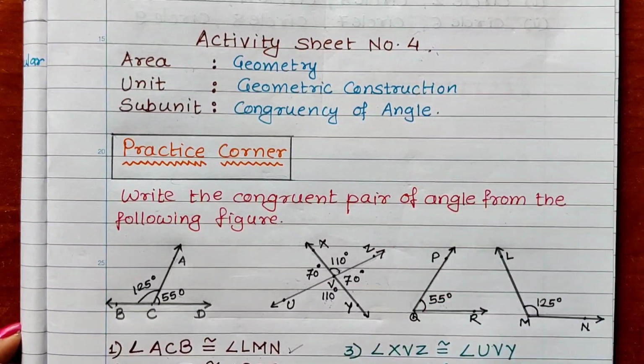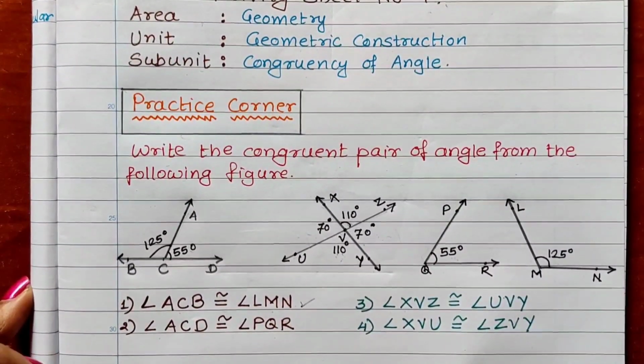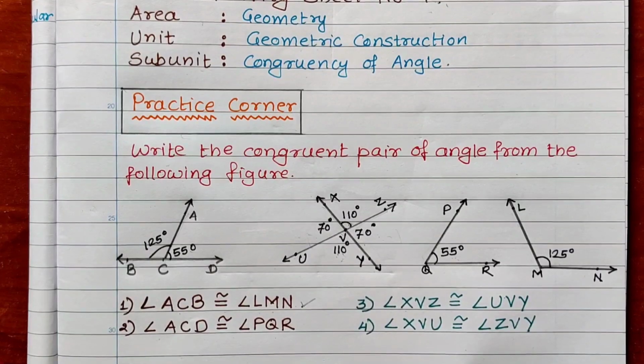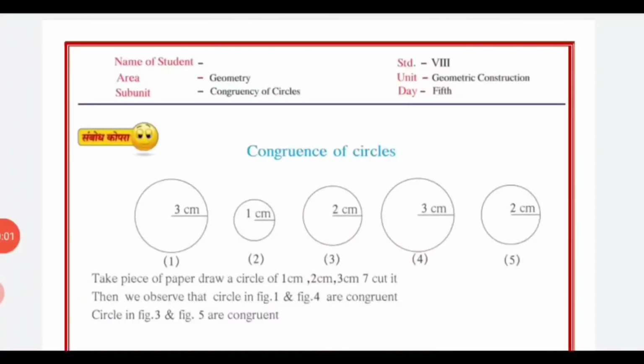Now let us go on to day 5. You can take the screenshot from here and we will go on to day 5. On day 5 also we have to revise and recall the concept related to geometry. It is about congruency of circles. So congruent circles are circles which have equal radii. We can see here circle number 1 and circle number 4 are congruent circles because their radii are 3 cm each.